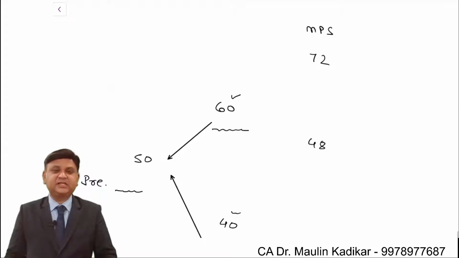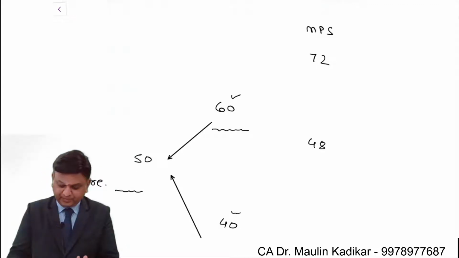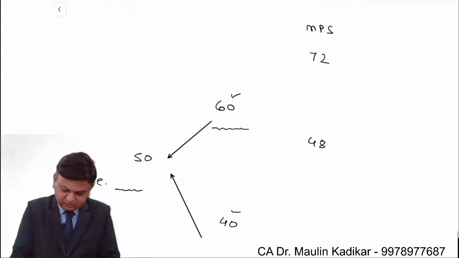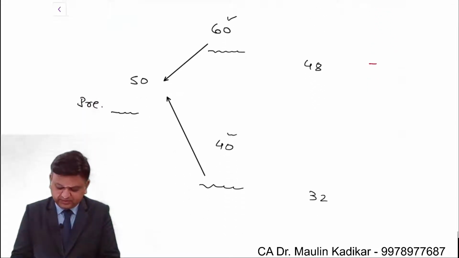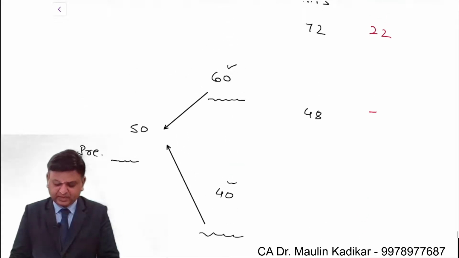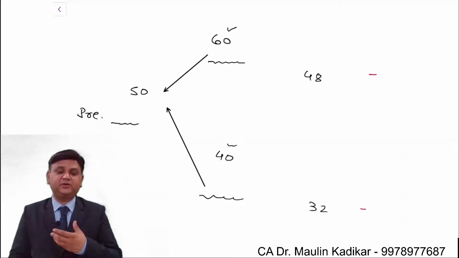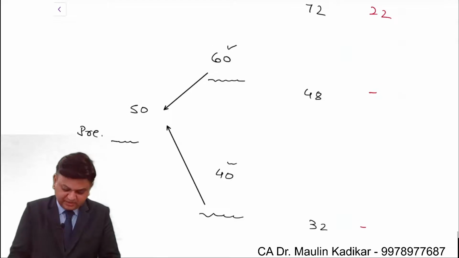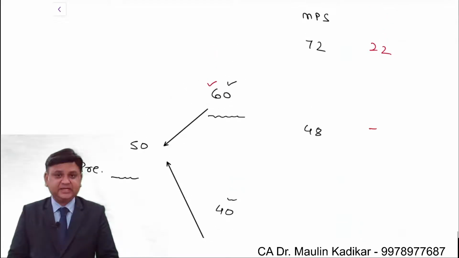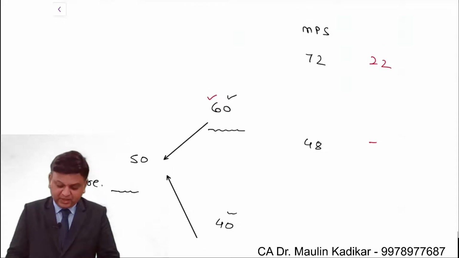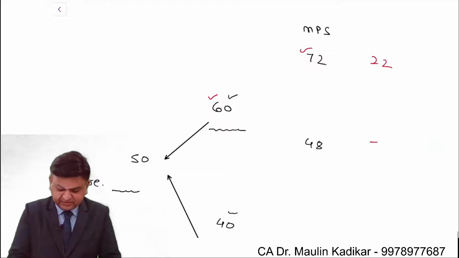Now we understand that the exercise price is 50. So over here the payoff is 22. Over here the payoff is 0. Over here the payoff is 0. It means that if at the end of the first year the price is 60, then there are chances that if you wait for 1 more year, you will get some amount of payoff. What are the chances that the price will increase to 72? There are 65% chances.